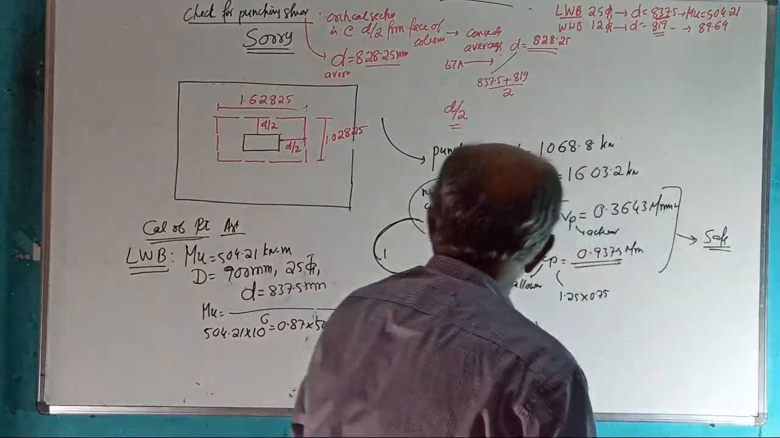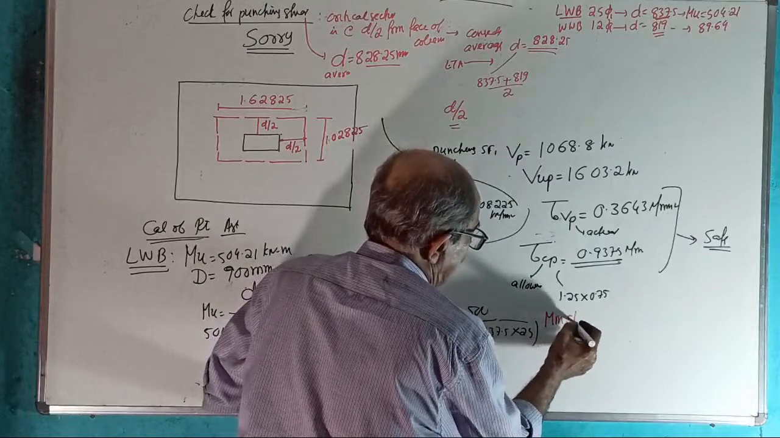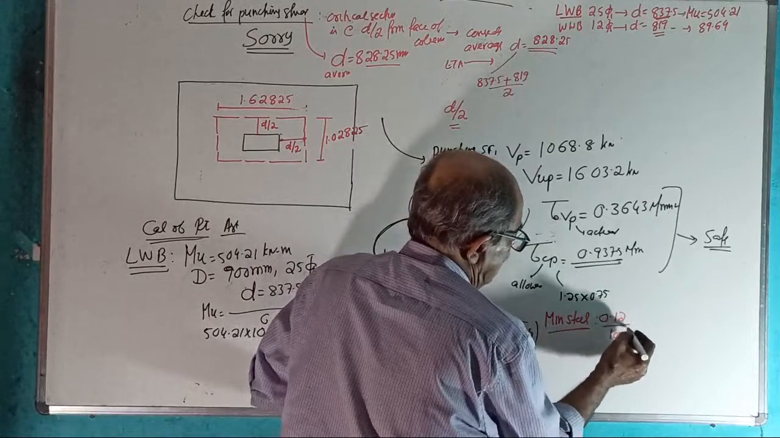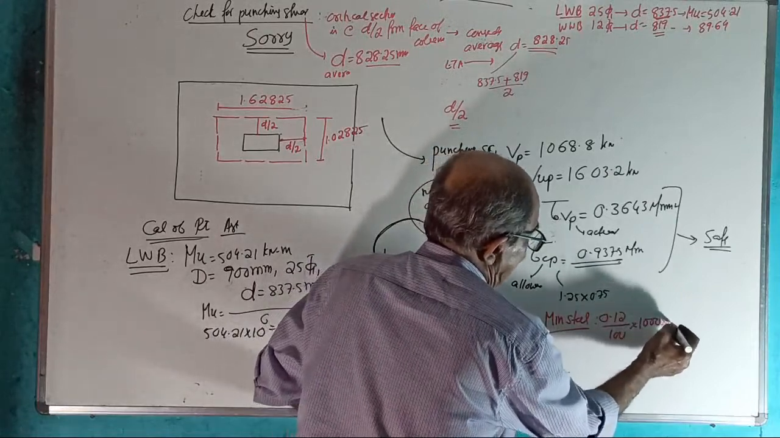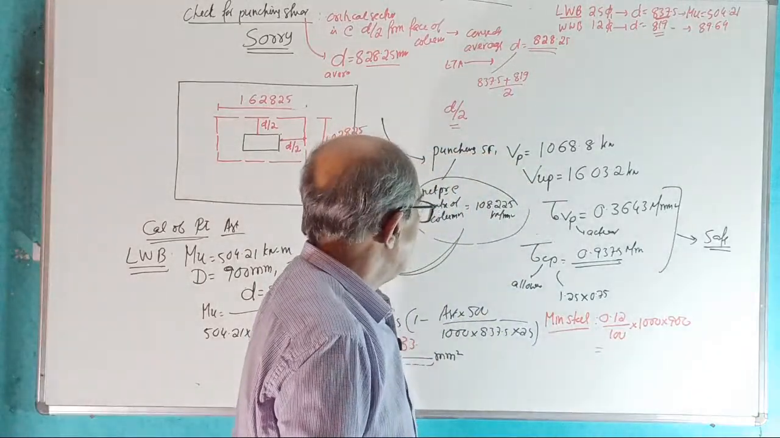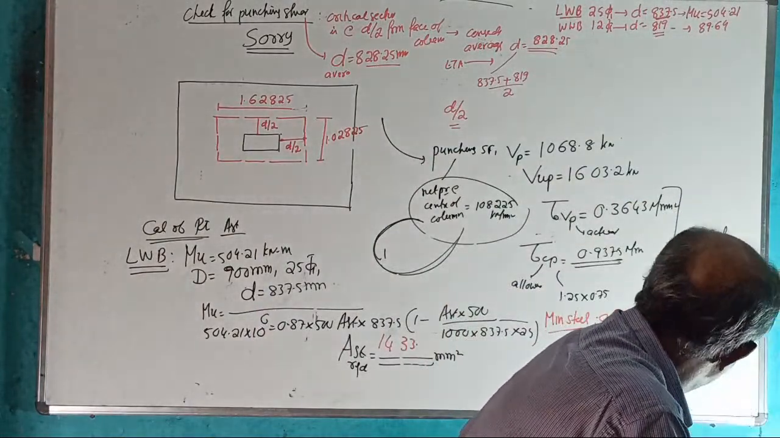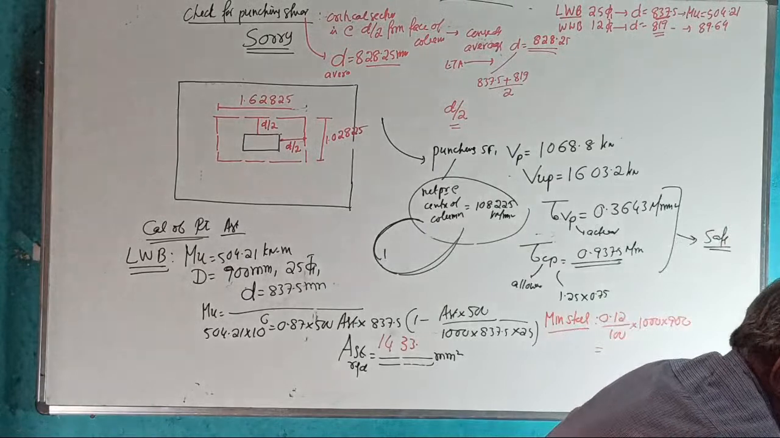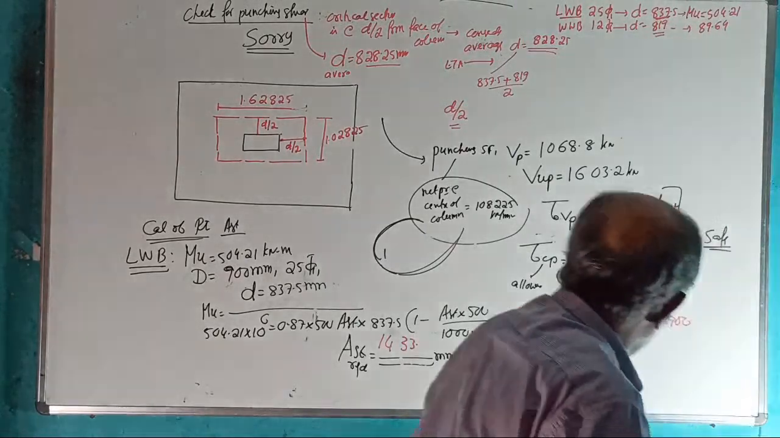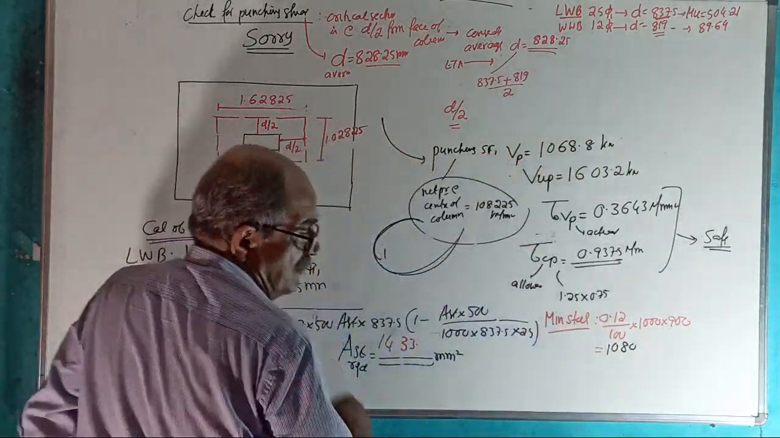Okay, down. Now one problem comes here. Tell what is the minimum steel. This is the main problem. Minimum steel is 0.12 by 100 of 1000 into 900. Minimum steel, how much? There is a problem here now because you are helpless. 1080. Okay. Therefore, this I will remove.